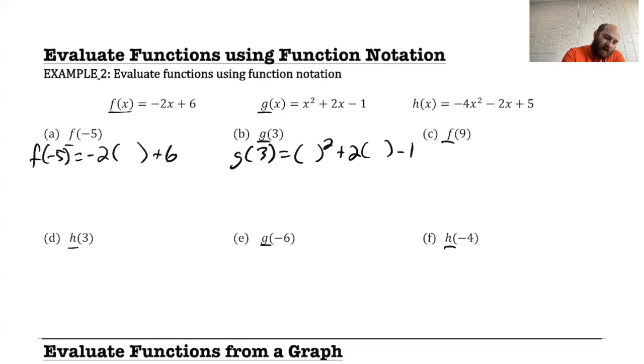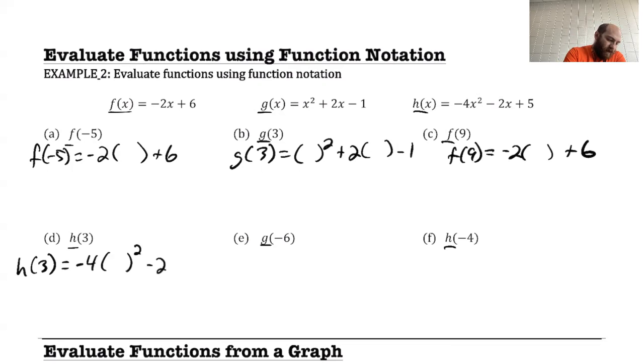Okay, f of 9, that's back to the first one. So f of 9 is going to equal -2, we'll do parentheses plus 6. H of 3, this is my h function. So h of 3 is equal to -4, we'll do parentheses squared minus 2 times parentheses plus 5.